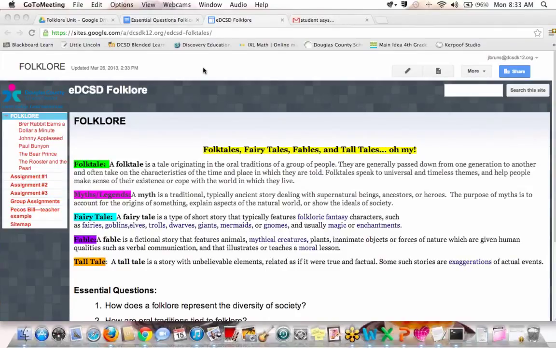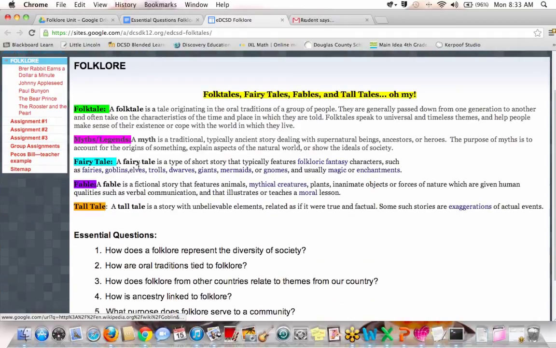Sorry, I just brought up your pictures again. We have been working on our folklore unit, so it's been a pretty cool experience so far. We've been exposed to different types of folklore. We went over the different types last week, which were folk tales, myths, fairy tales, fables, and tall tales.